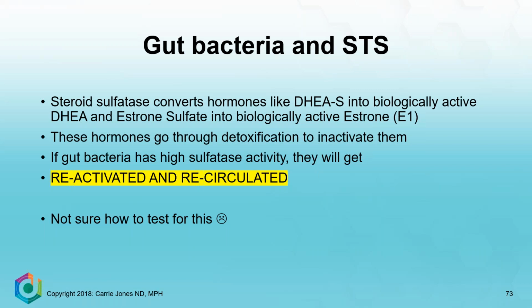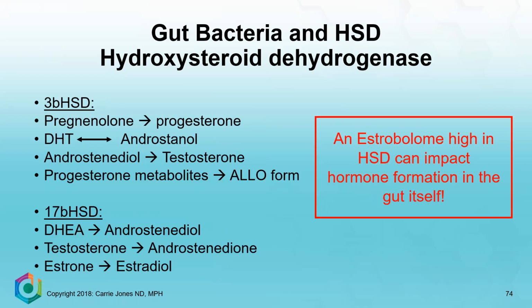And so this is being shown in research, but unfortunately they're not testing for STS in conventional or functional stool testing companies. But it's something to keep in mind as well, that the microbiome not only affects beta-glucuronidase, but STS. And then it also will affect hydroxysteroid dehydrogenase, HSD. So HSD is what you can see the conversions there.